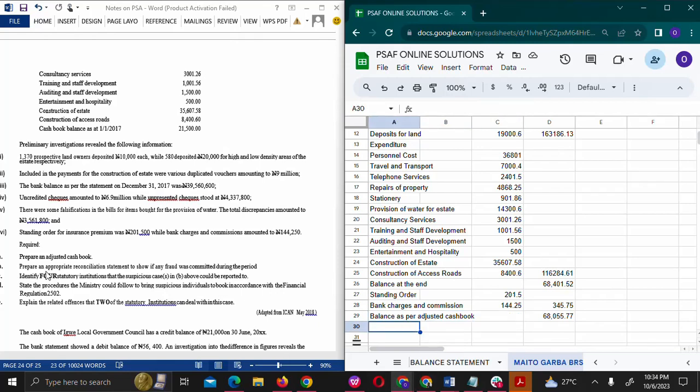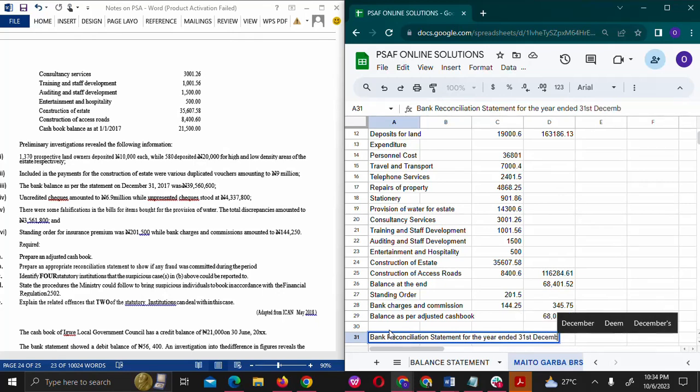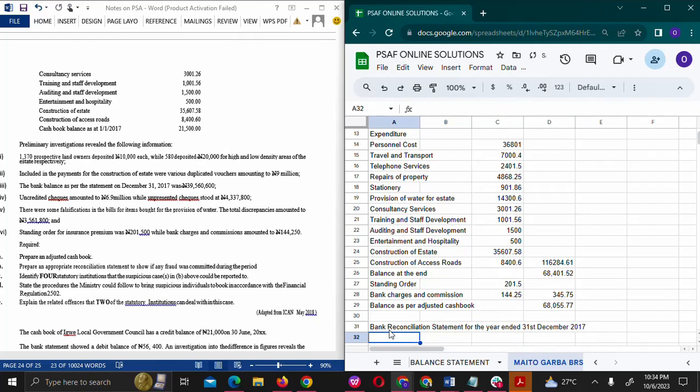So now the B part, now prepare an appropriate reconciliation statement. So we have bank reconciliation statement, for the year ended 31st December 2010. Please, you may need to pay attention.